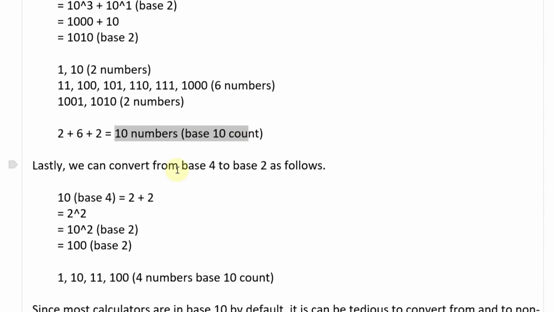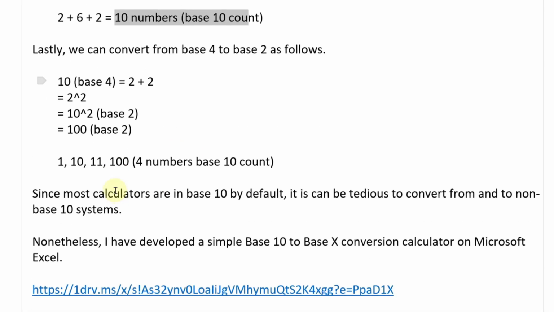That's pretty amazing stuff. And lastly, we can convert from base 4 to base 2 as follows. So we could write this 10 base 4. This equals, well, 2 plus 2, because again, this is base 4. So that's the equivalent value of 4 in base 10, or 2 plus 2 in base 2. That's just 2. This is 2 to the power of 2. This just equals 4. Or 2 to the power of 2, or 2 times 2, same thing.